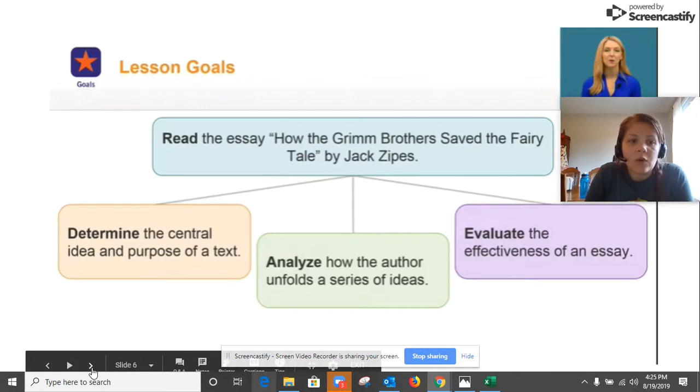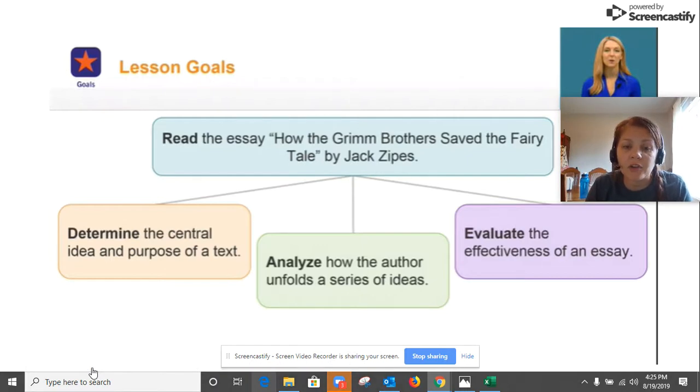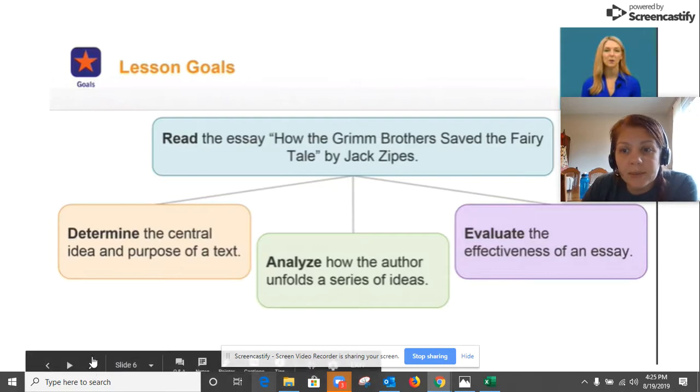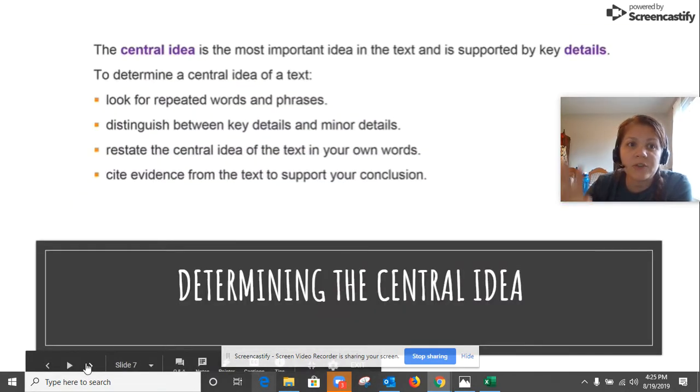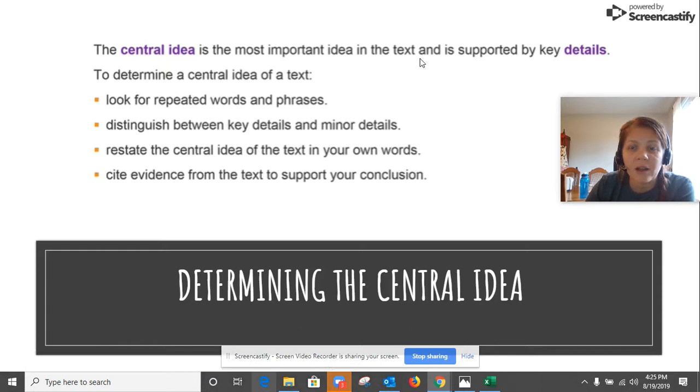And these deal with four particular terms: the central idea, the author's purpose, details, and evaluating. And so we dove a little deeper into those terms themselves. The central idea, what you need to take away from this whole page, is that it's the most important idea of the text, as you see right here. We do use the details. There are key details that point towards the central idea. So it kind of pounds that idea into your head.